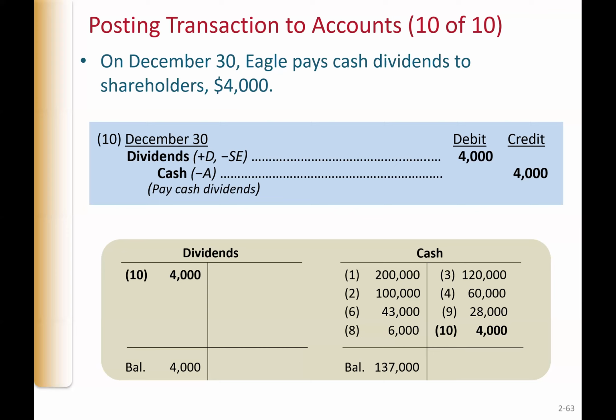After each of these transactions, we're posting them to the various accounts and keeping a new balance. After all these transactions that involve cash, do you see our balance in cash now is sitting at 137,000? The debit side we add up, the credit side we add up, and the difference should always be a debit balance to cash because that's the normal balance in cash.